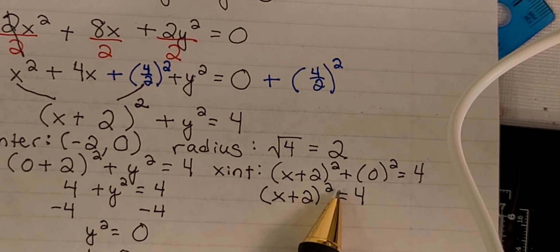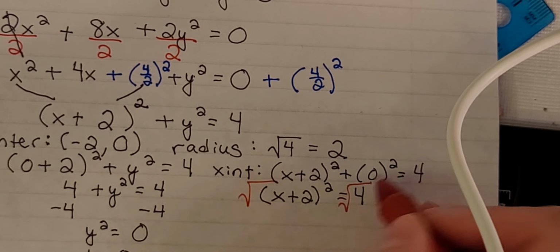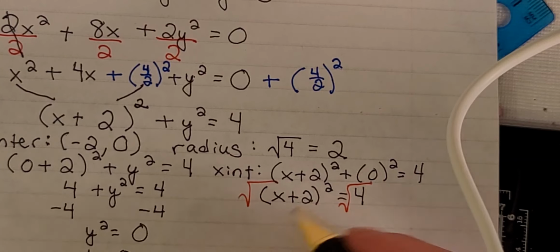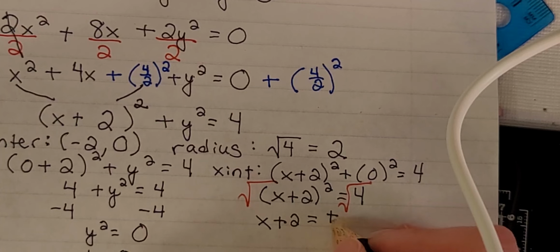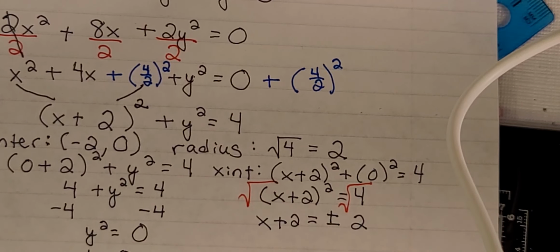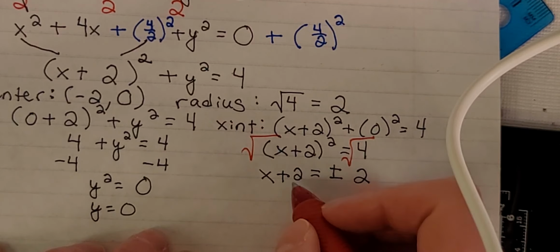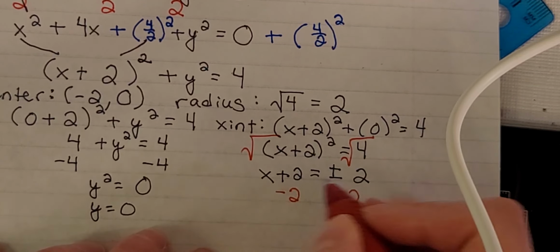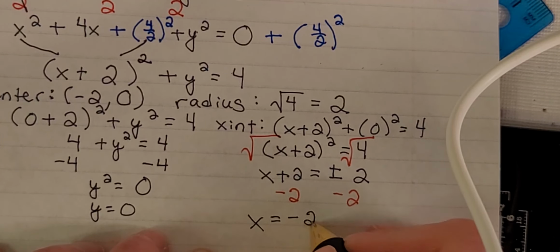So then you need to say what undoes a square. So that would be a square root. So we have to square root both sides. So we have x plus 2 equals plus or minus 2. We need to move this 2 to the other side. So we're going to subtract 2 on both sides. So I get x equals -2 plus or minus 2. We're going to break that up into our two cases.